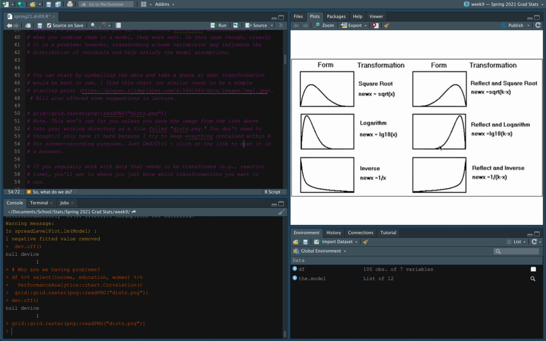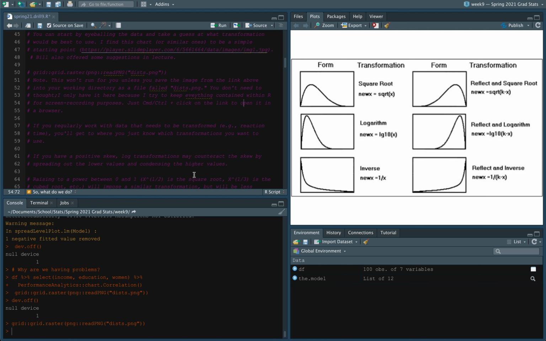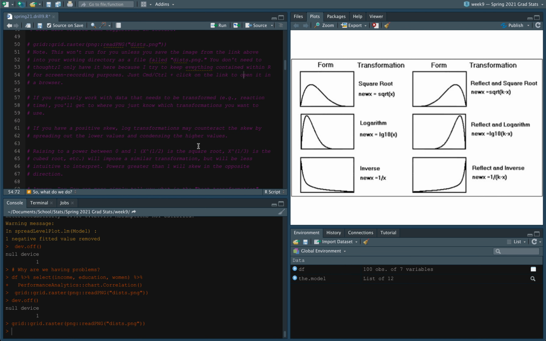So again, if you have a negative skew that looks like this, you need to reflect it and do a log transformation. Something like this, you're going to do a log transformation. Anyway, Bill also had some suggestions and some charts in the lecture last week. If you regularly work with data that needs to be transformed, like Bill said, he often works with reaction times, you'll get to know which transformations work for the data that you use regularly.